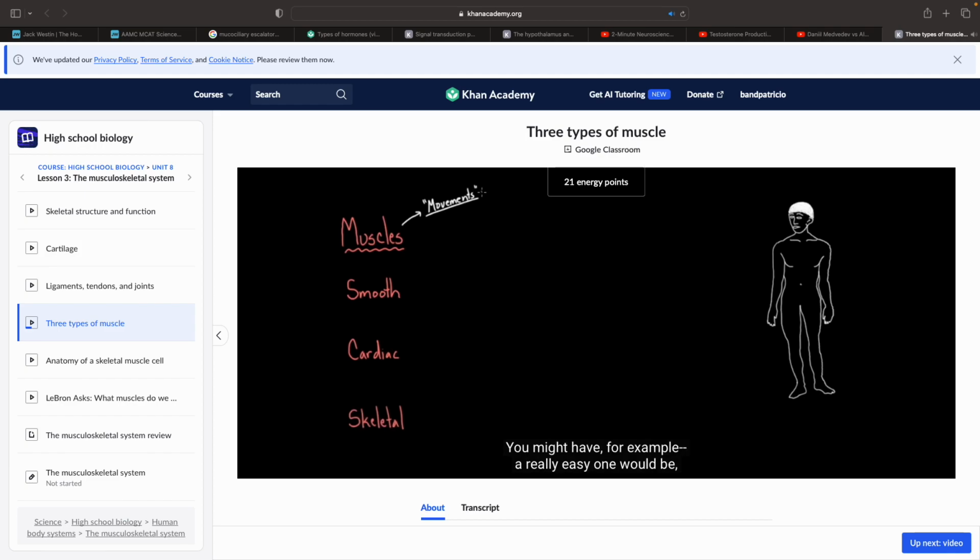A really easy one would be, let's say your leg is moving. I'm going to just draw on a picture as we talk. But let's say your leg is moving because you're playing soccer. And so you've got this giant muscle in here, and this muscle is attached to a bone, right? There's a little bone here. I guess not so little, right? This is the largest bone in the body. It's called the femur.